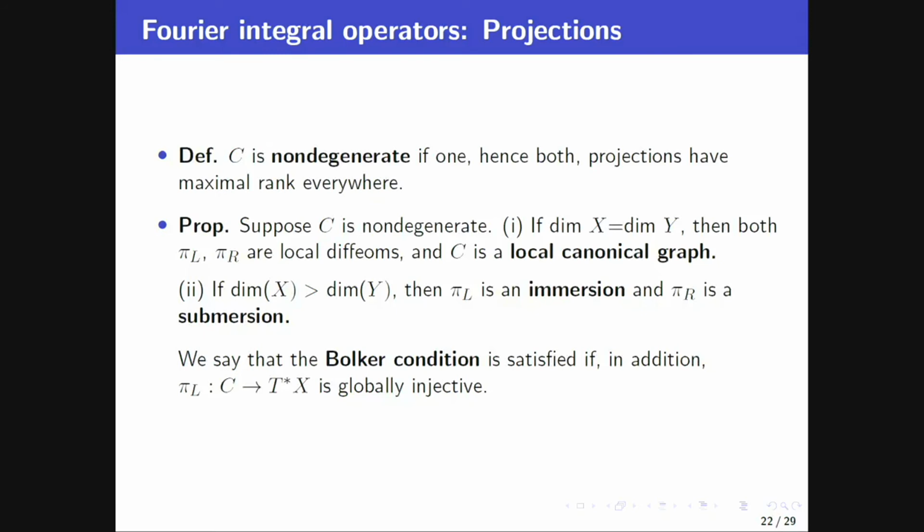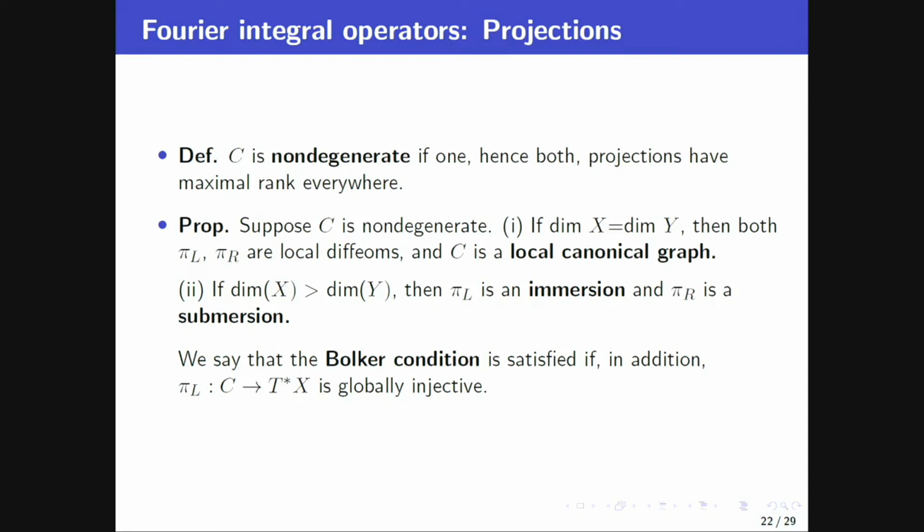So we're going to call the canonical relation a non-degenerate canonical relation if the projections have maximal rank everywhere. Yeah? They don't drop rank. So if you have equal dimension between x and y, they are maps between sets of dimension 2n and 2n. They don't drop rank. They are local diffeomorphisms. And then C becomes a local canonical graph. So this is what I told you before. If we have a manifold with the projections with maximal rank and the dimensions are equal, this is a local canonical graph.